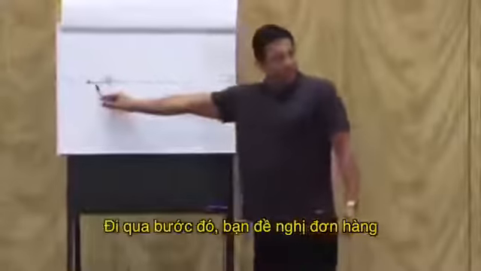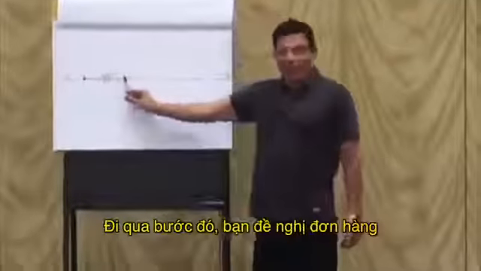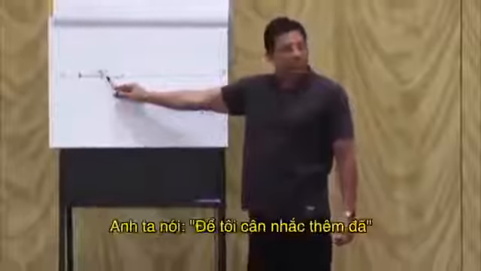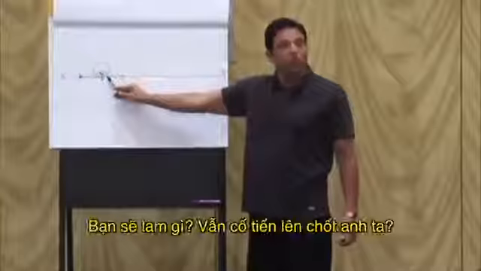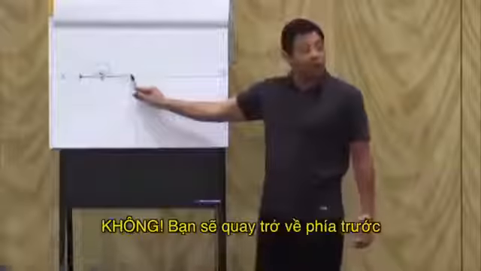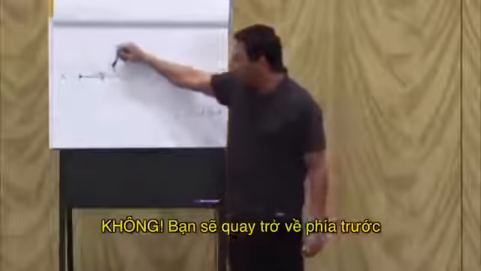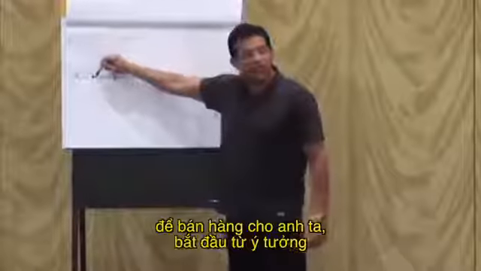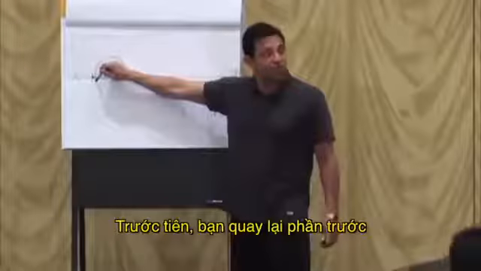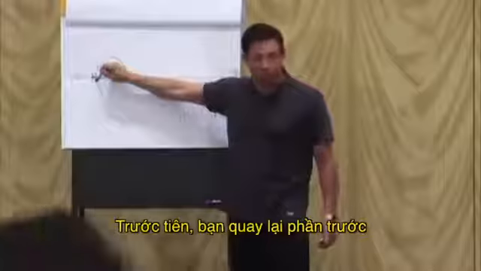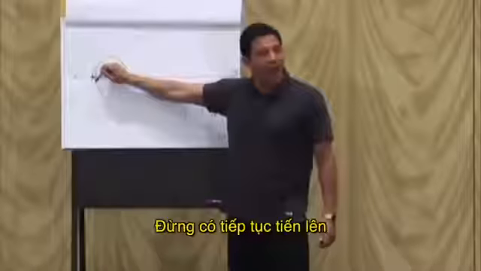You already made a presentation, right? Now you're past that. You ask for the order. He says, let me think about it. What do you do? Do you slam forward and try to close him? No. You're going to loop back around to resell him the idea. First, you loop backwards. Do not go forward.